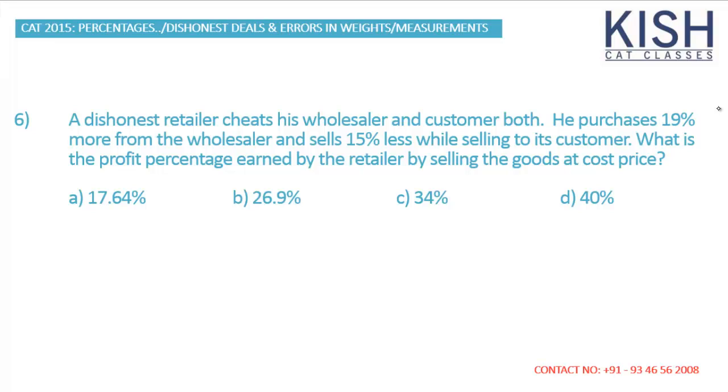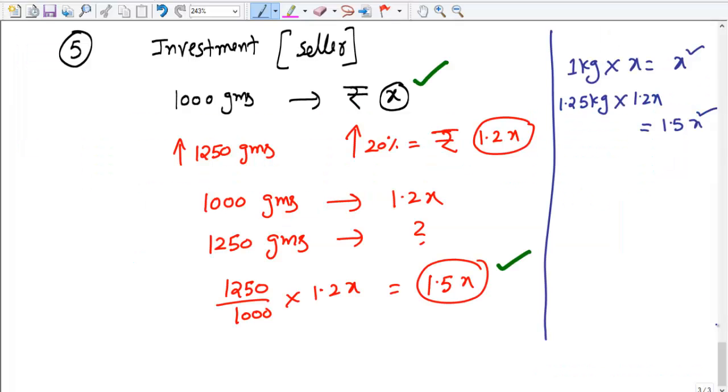He's doing double tricks actually. He cheats a wholesaler. That is like he gets 19% extra. Instead of 1 kg, he is getting 1.19 kgs, and also 15% less to the customer. Yeah, let's see.